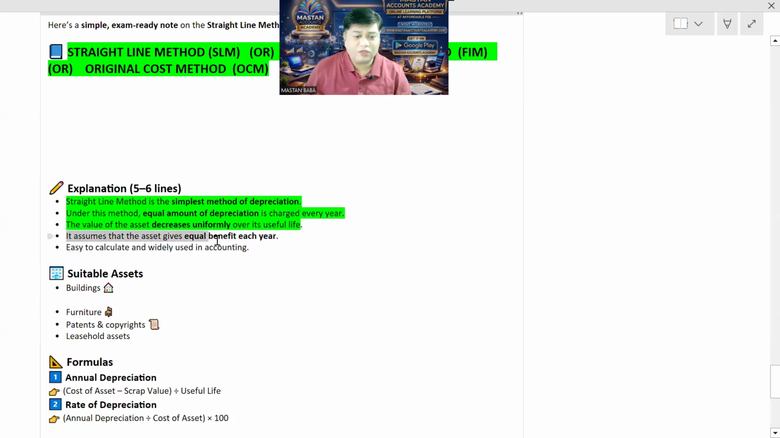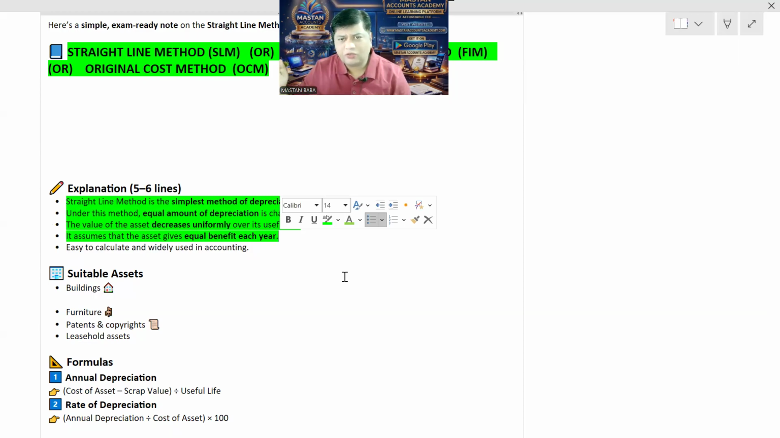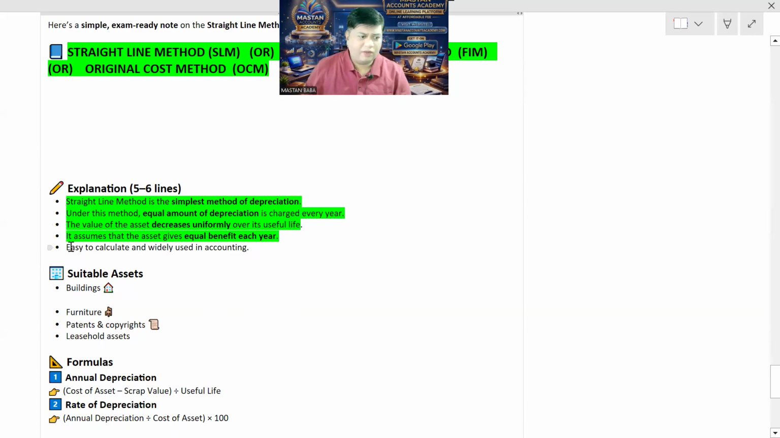That asset gives equal benefit each year. What assumption does this method make? The assumption is that the asset gives the same benefit till the last year as it gave in the first year. This method is very easy to calculate and widely used in accounting. So dear students, this is the first and very simple method and very important for intermediate first year, second year students.